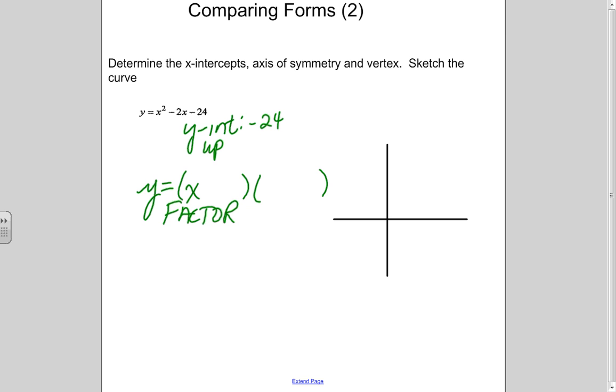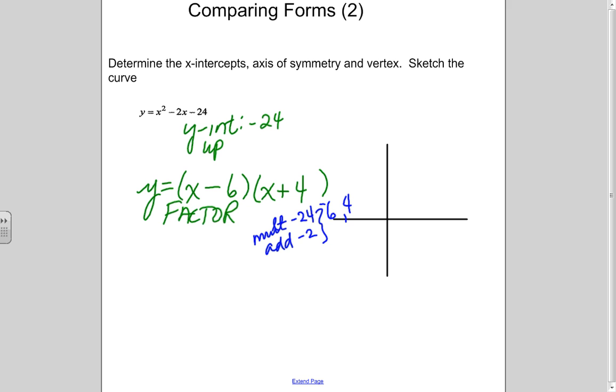X goes at the beginning of both brackets, and then I need to come up with 2 numbers that multiply to -24 and add to -2. My 2 numbers would be 6 and 4, and it would work if it was 6 that was negative. So the order doesn't matter. I'm going to factor it as x minus 6, x plus 4. I have changed forms to factored form.